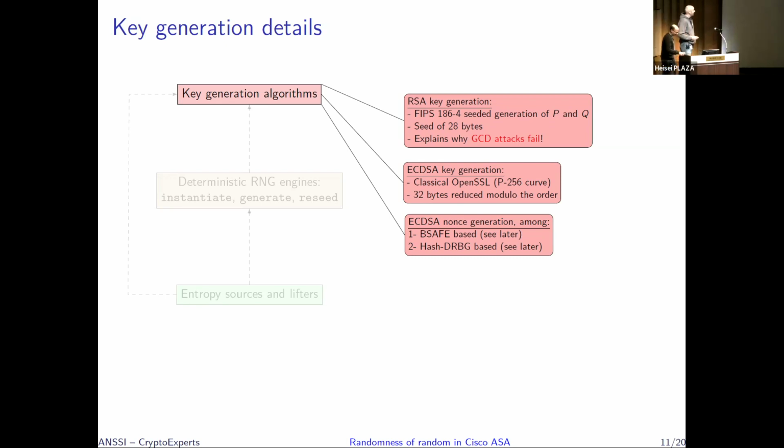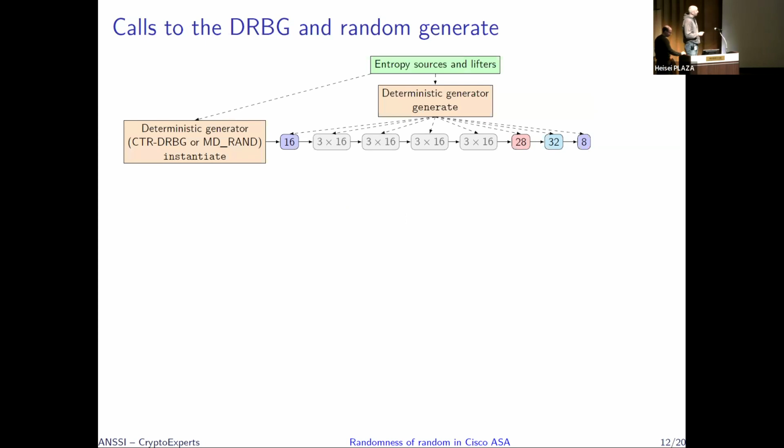Thank you, Riyad. Riyad has presented all the building blocks that there are in the Cisco firmware, and we will now take a look at the boot process regarding the random part. So basically, all the firmware we looked at have the same kind of pattern regarding the boot. They all instantiate a deterministic generator, being a CTR DRBG or MD_RAND, from entropy sources and lifters. And then the pattern is the following, where users, callers, will request random from the deterministic generator, 16 bytes, 3 times 16 bytes, 3 times 16 bytes, and so on.